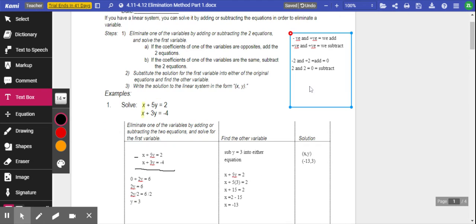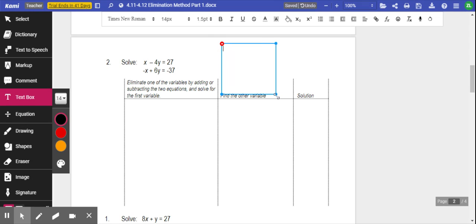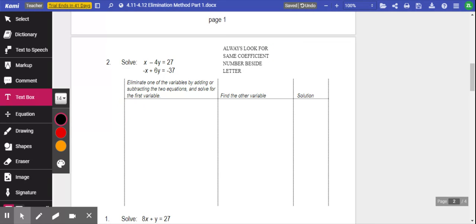So remember, if we look up at the top, it says if they're different, we add. If they're the same, we subtract. So in this case, you're always also looking for, let's make sure that we're aware, always look for the same coefficient, right? Or number beside the letter, okay? So if we have the same, it's easy to eliminate that.